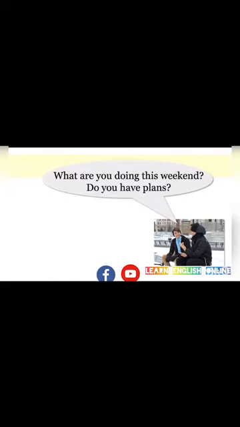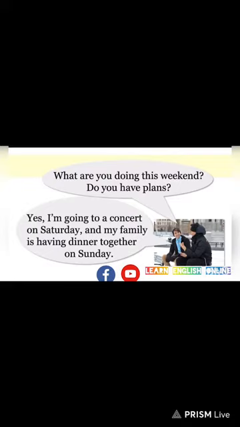Let's look at some examples in conversations. Here we have two friends. They are talking. One asks, "What are you doing this weekend? Do you have plans?" And the other says, "Yes, I'm going to a concert on Saturday, and my family is having dinner together on Sunday." These sentences he uses to answer are in the present progressive. I'm going to a concert. My family is having dinner. But he uses Saturday and Sunday to show that these are his plans for the weekend.